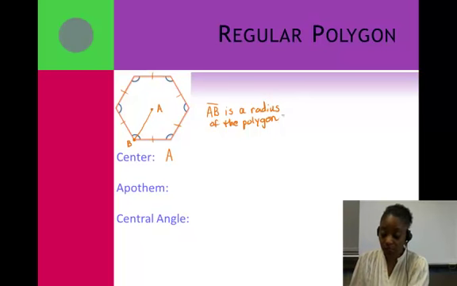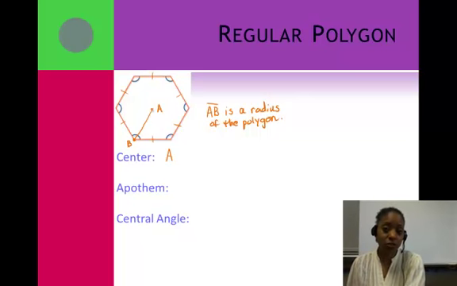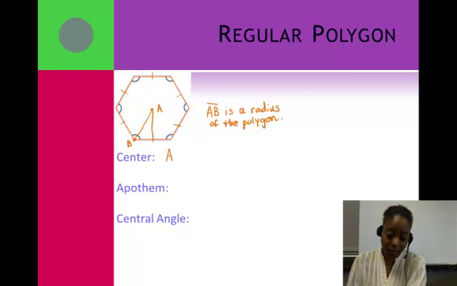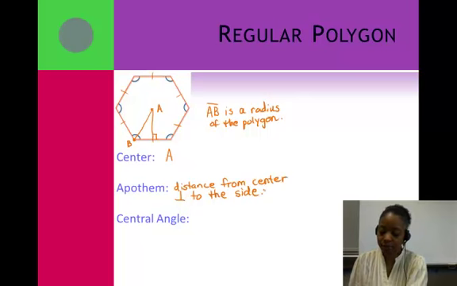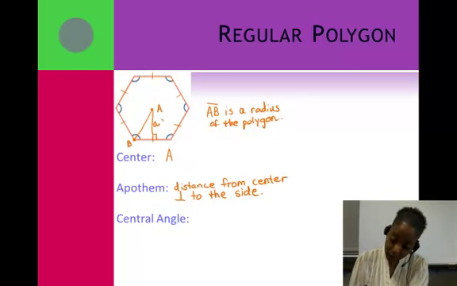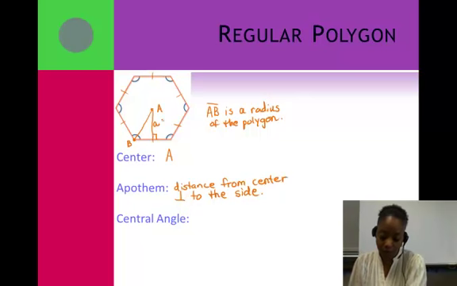Okay, so that's another thing to take note of. They also have something called the apothem, and the apothem is just the distance from the center perpendicular to the side. So the apothem in this case would be from the center perpendicular to the side. I'm going to call that apothem little a for apothem.